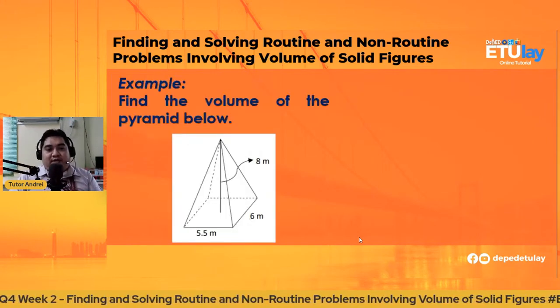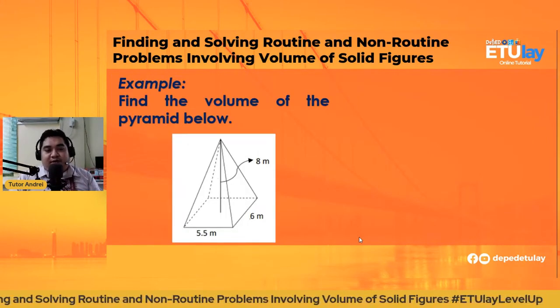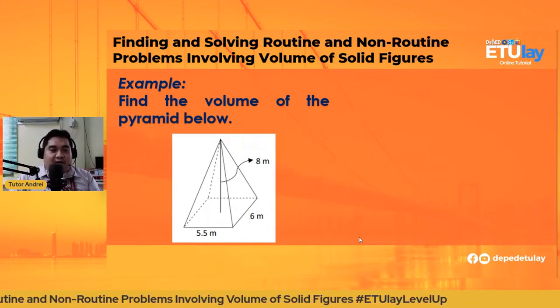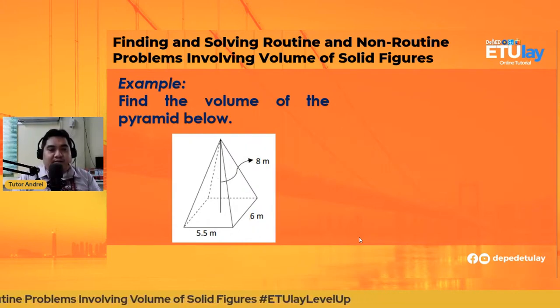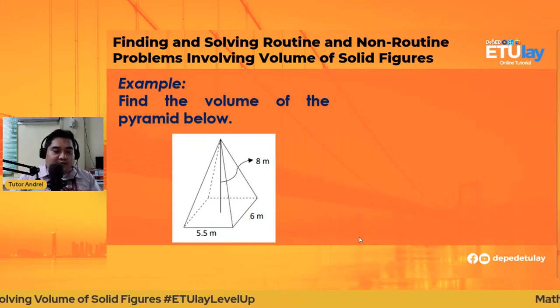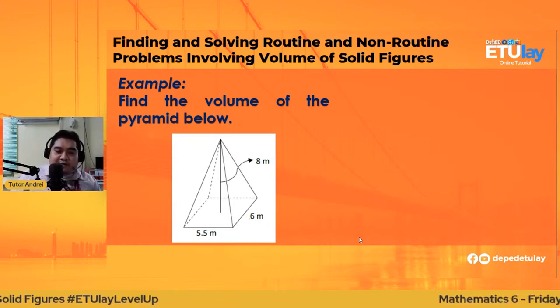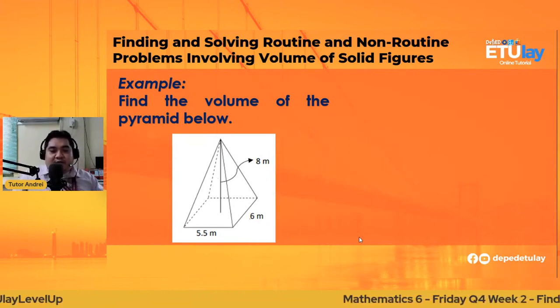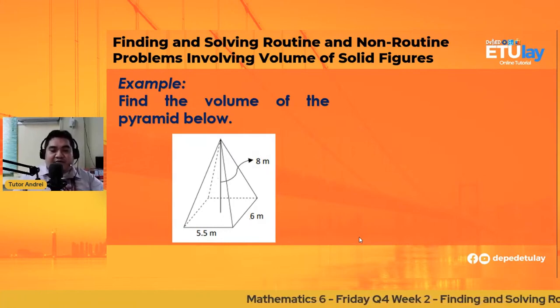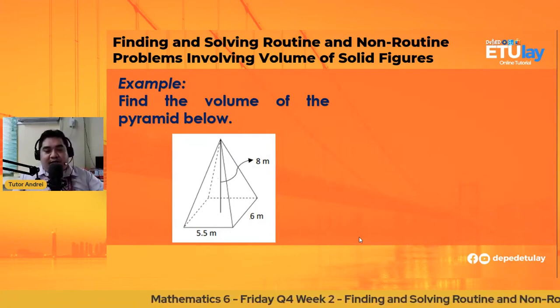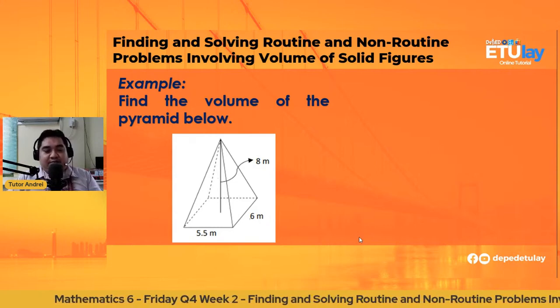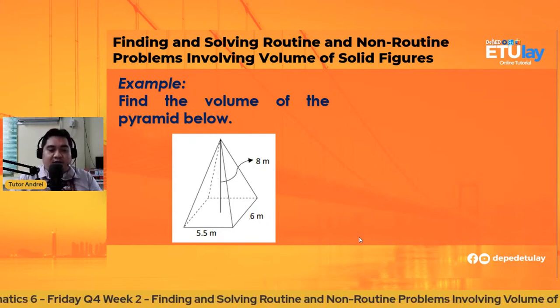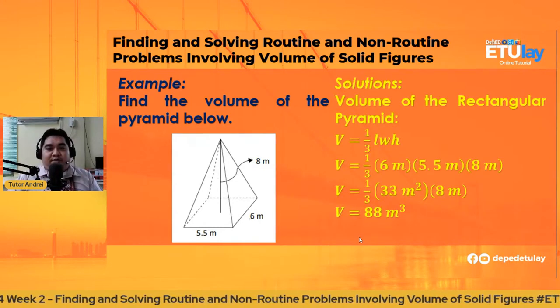Okay, so let's have this. Find the volume of the pyramid below. So how are you going to find the volume of the pyramid below? Notice that in our given pyramid, you're given the length and width of 6 meters and 5.5 meters respectively, and the height of the pyramid is 8 meters. So therefore, we are going to solve for the volume.